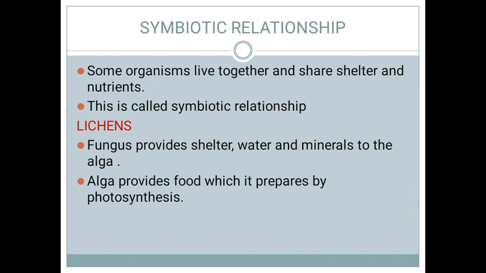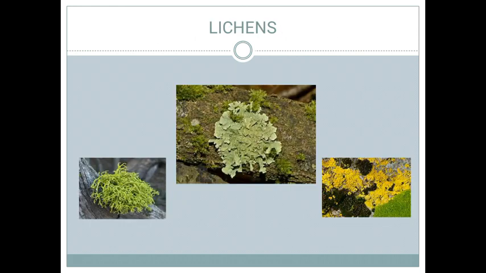Lichens is a combination of algae and fungus, and they live together by exchanging their components. That is, fungus cannot prepare their own food, but algae can prepare their own food since it contains chlorophyll. This chlorophyll enables it to produce its own food by photosynthesis, and it shares its food with the fungus. At the same time, fungus gives its shelter back to the algae. So this is a wonderful kind of relationship. You can see this is the picture of lichens.